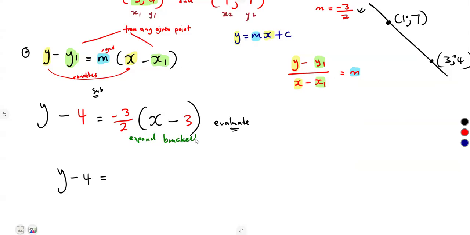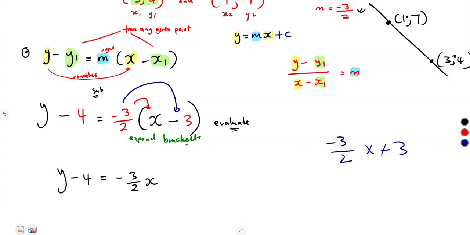Expand brackets, all right? So that is minus 3 over 2 times x. This is going to give us minus 3 over 2x, all right? Then minus 3 over 2 times minus 3. Negative cancels. This is over 1. So 3 times 3, that is going to give us what? Positive 9. 2 times 1, that's a 2.